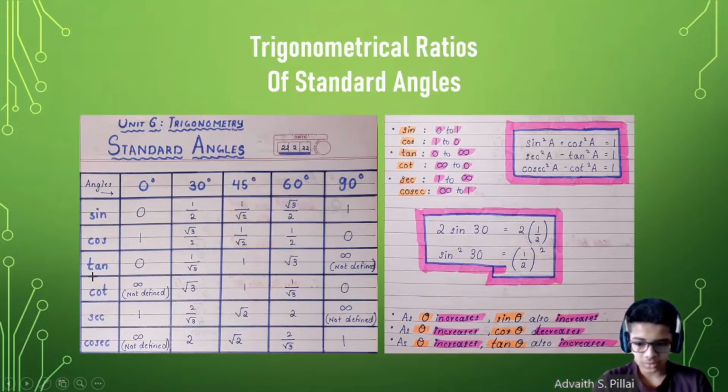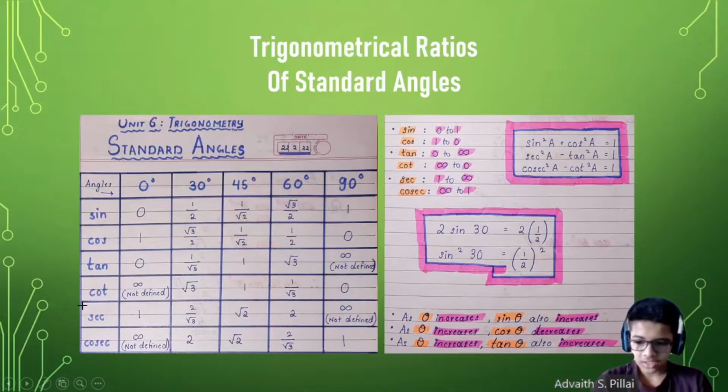Now let's look at tan. Tan 0 is 0, tan 30 is 1 by root 3, tan 45 is 1, tan 60 is root 3, and tan 90 is infinite, which is not defined. The value of tan also increases as theta increases, from 0 to infinite.